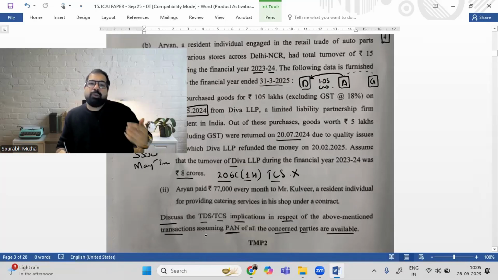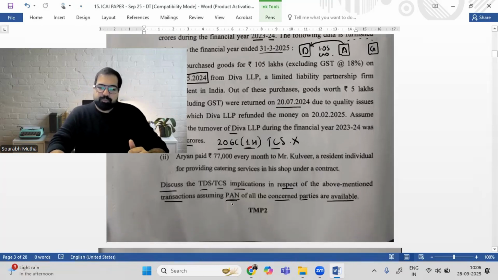In case both are applicable, then which one will be applicable, sir? In that case, 194Q will be applicable because that is on payment or credit, whichever is earlier, and this one is only on receipt basis. So that one will be applicable in case both apply.